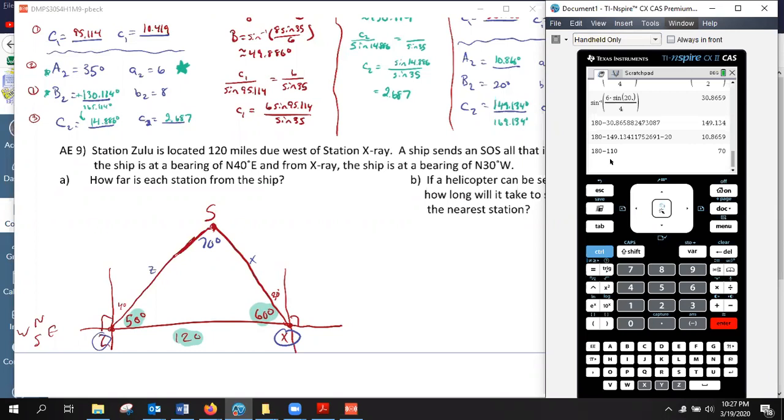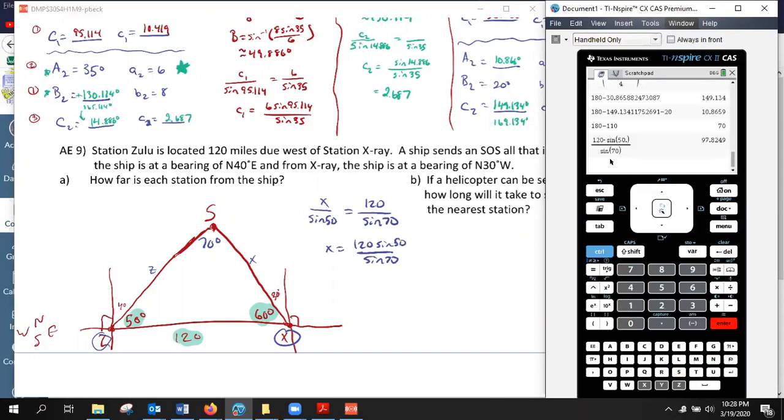If I take the X over the sine of 50, that should equal 120 over the sine of 70. So X is 120 sine of 50 over the sine of 70. Throw that into the calculator. 120 sine of 50, and I divide that by the sine of 70. That gives me 97.825 miles. So X is 97.825 miles.